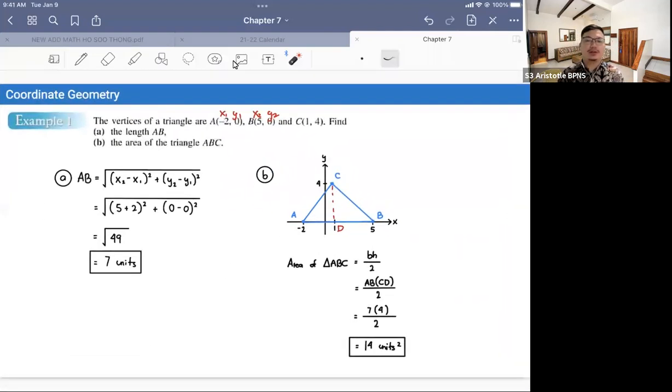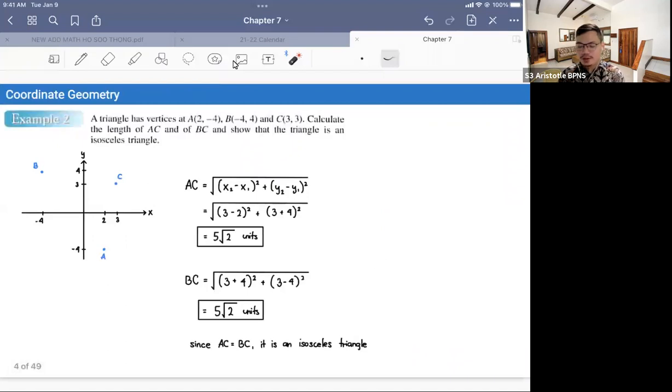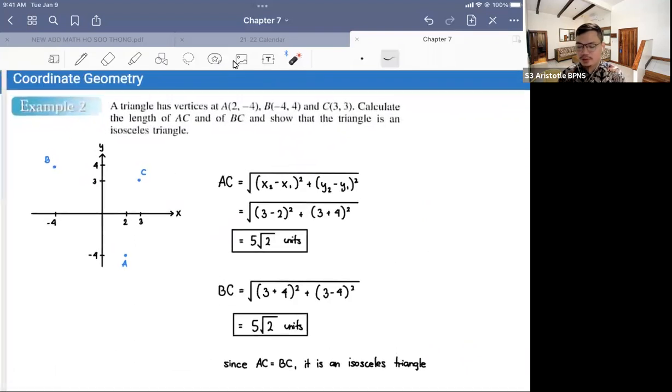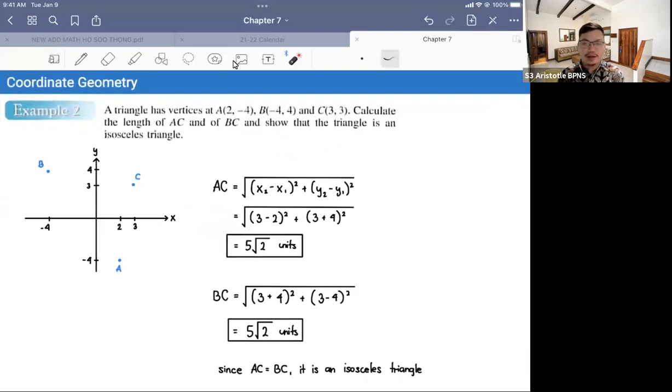Okay, so let's have another one. For example number 2, the question is: you have a triangle whose vertices are point A (2, -4), point B (-4, 4), and point C (3, 3). Now calculate the length of AC and BC and show that the triangle is an isosceles triangle.